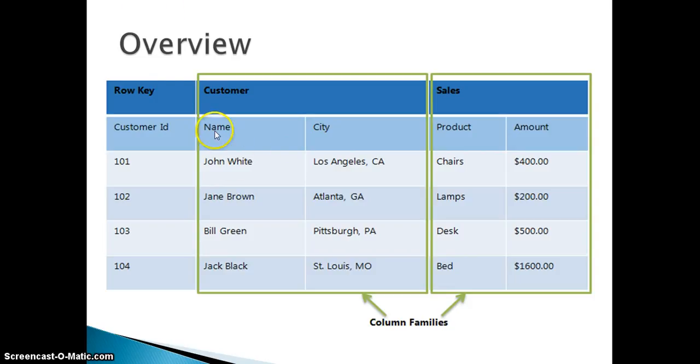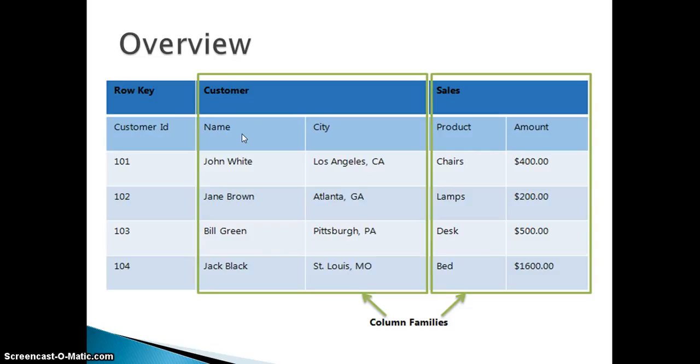This is a column here, but how will it be identified? We'll identify it by naming it column family colon column name, because when you have to refer to a column called name, we will refer to it in HBase as the column family, which is customer, colon name. So we know what is a column now.